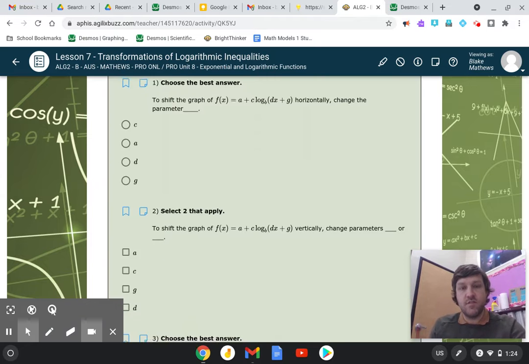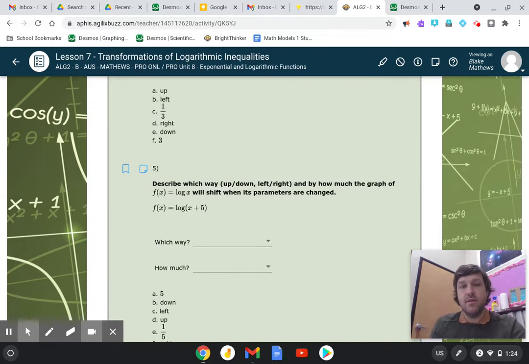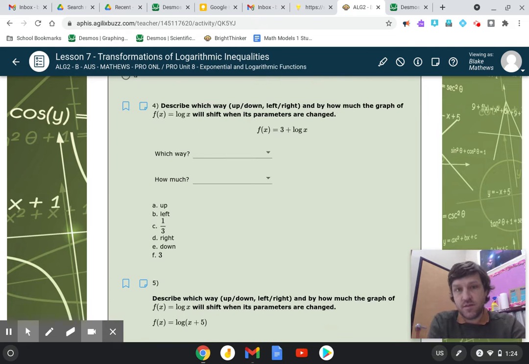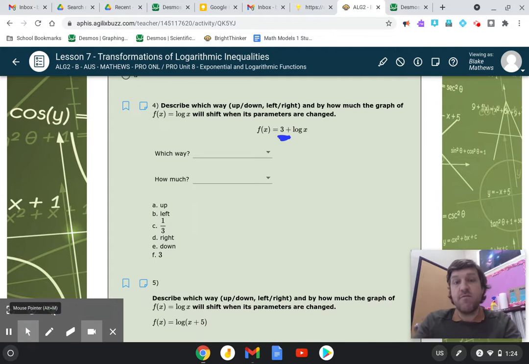But I'll just tell you the rest of this is really straightforward. You are looking at the same types of transformations that you learned about for exponential functions and other types of functions. When we add a positive number to the logarithm or the function, like we have here, where we're adding 3 to this function, that's going to be a vertical shift. And when we subtract a number or add a negative number, we're going to be doing a downward shift.